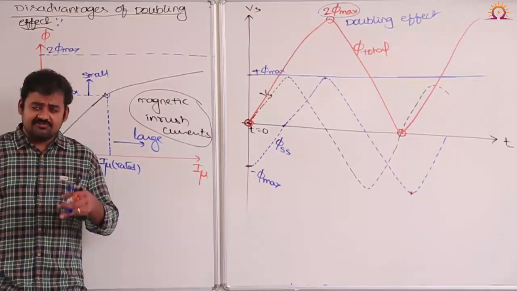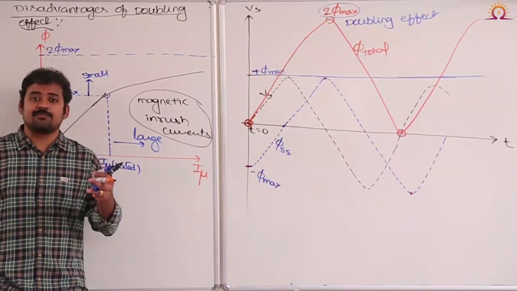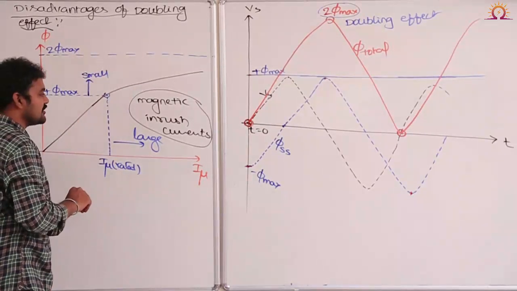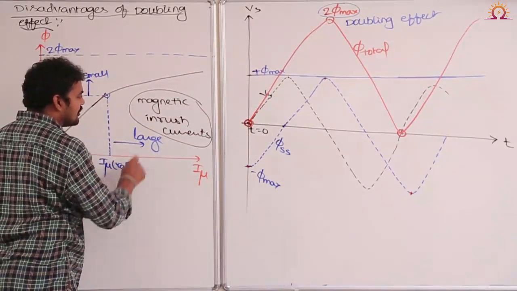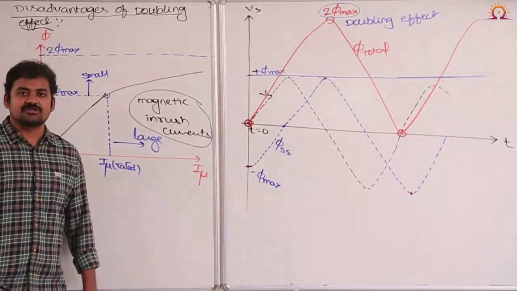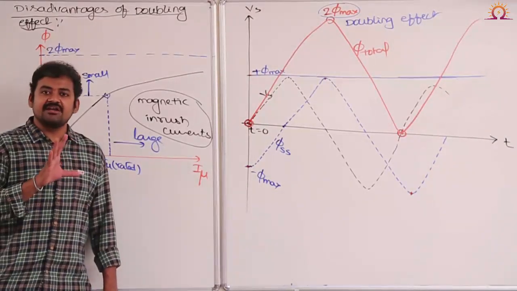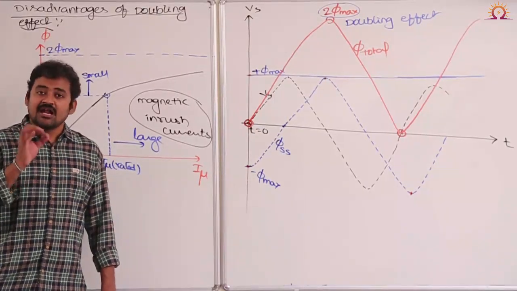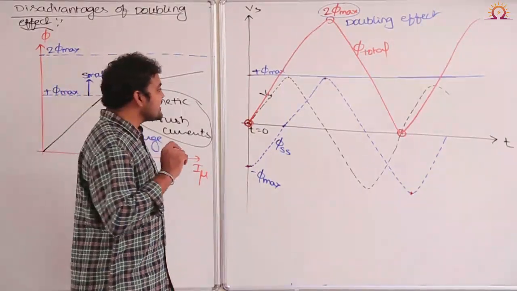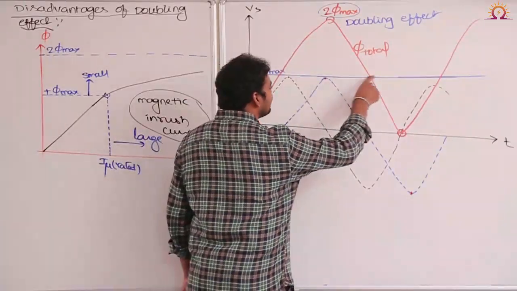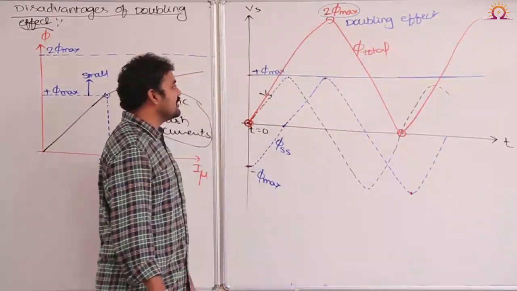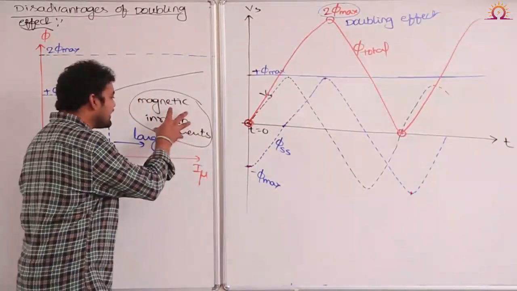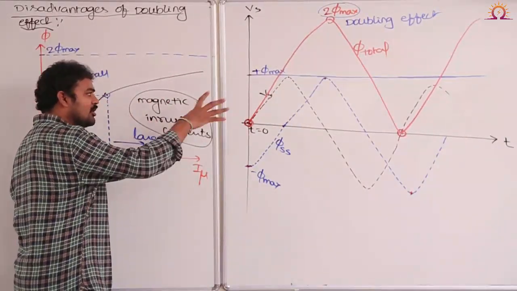So if you try to switch on a transformer where the supply voltage is crossing zero value, definitely this doubling effect will come into the picture and large magnetizing currents are drawn. They are called magnetic inrush currents. The magnitude of magnetic inrush currents will be 15 to 20 times the rated value. And most importantly, if it is an ideal transformer, will this transient flux component be available for a short period or a very long period? Yes, it will be for a very long period. Therefore, magnetic inrush currents will also be drawn for a long period.